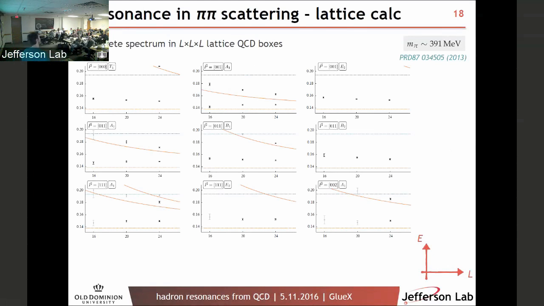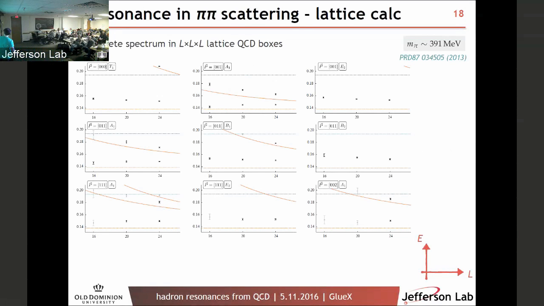But it turns out you get more information if you also consider frames which are moving with respect to the box. Because in those frames, the box gets length contracted, and so the quantization condition on the momentum is actually different, because effectively the box length in the direction of motion is different.